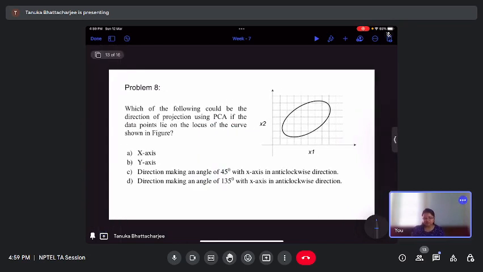Now, we have a very simple short question. Let us say in this plot of x1, x2 you have a set of 2D data points which lie on the locus of the curve shown in the figure. The question is, which of the following could be the direction of projection using PCA if the data points lie on the locus of the curve? Along this locus your data points are there. What will be the direction of projection using PCA, that is, the direction corresponding to the first principal component? Any guesses for this one?